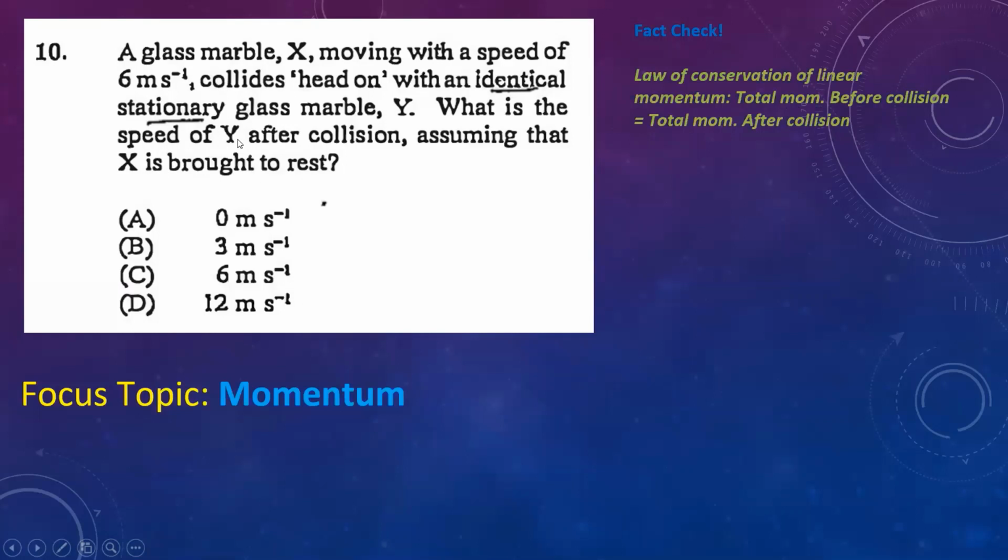So the total momentum is due to Y alone, and therefore the momentum of X should be equal to the momentum of Y. And therefore, because the masses are the same, the velocity would be 6 meters per second. So that's C.